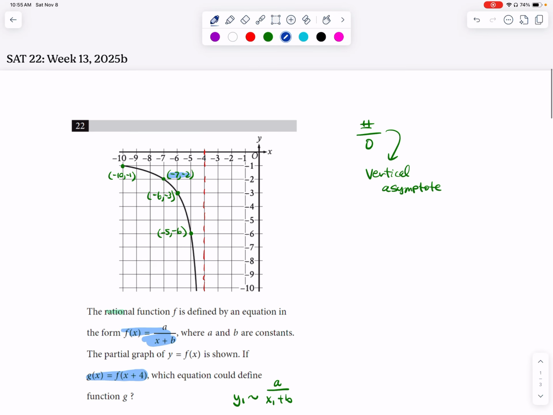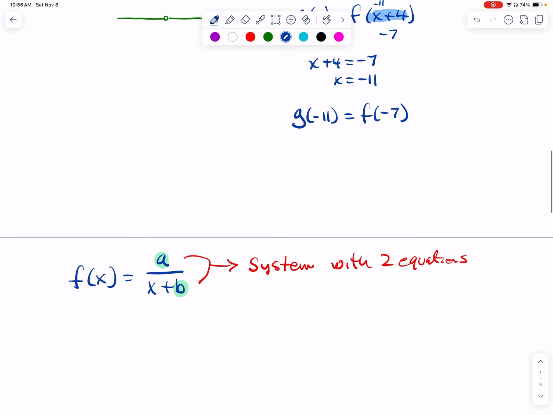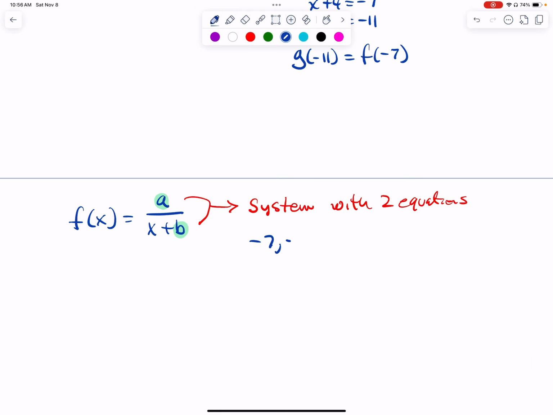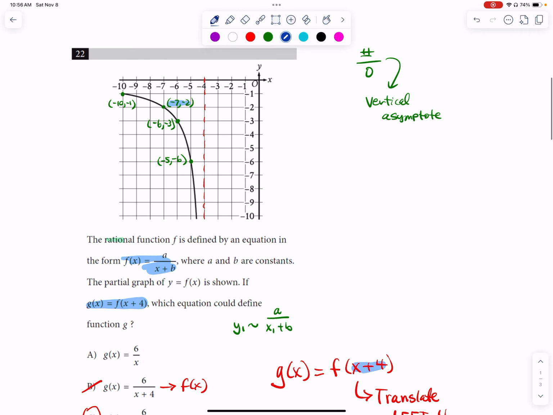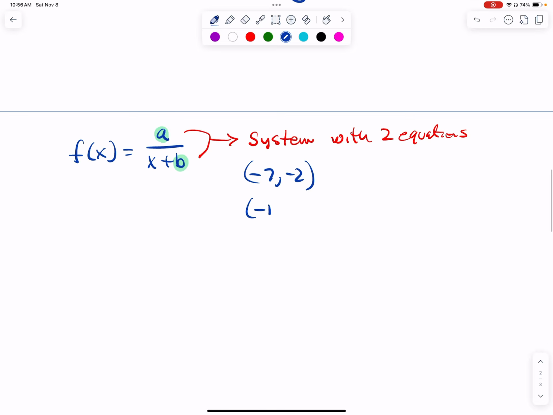So one of the points that we'll use, why don't we just go ahead and use -7, -2, and then we will also use -10, -1. Okay, so I'm going to plug this one in first. I don't plug this in for a and b. That's the x value, and that's the y value. So -10 is going to go in for our x, and -1 is going to go in for our f of x, or y. So I have -1 is equal to an a value over -10 plus b.